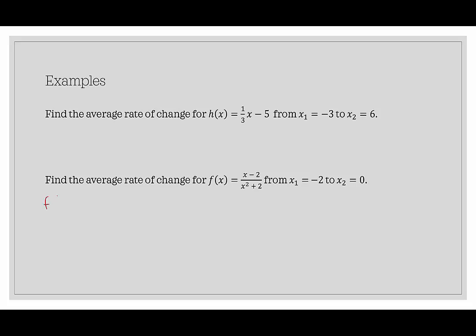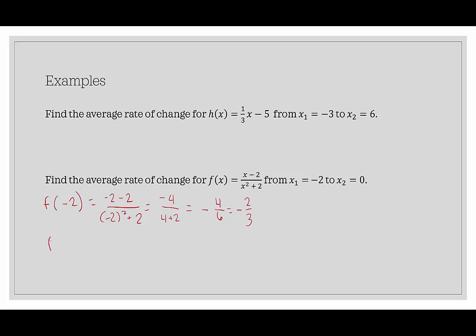So we're going to plug in f of negative 2 for x sub 1, and that's going to give us negative 2 minus 2 over negative 2 quantity squared plus 2. In the numerator, negative 2 minus 2 is negative 4. In the denominator, negative 2 quantity squared is positive 4, because that's negative 2 times negative 2. So we would end up with 4 plus 2. This is a negative divided by a positive, so I'm going to put the negative out front, and we end up with 4 over 6, which will simplify to negative 2 over 3.